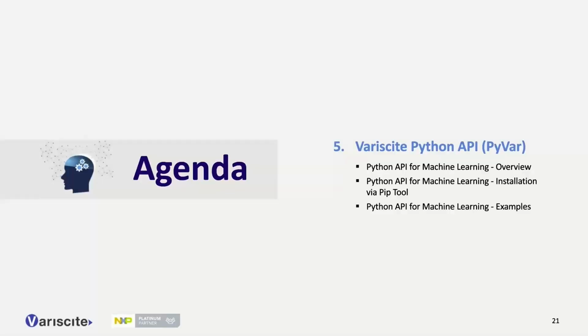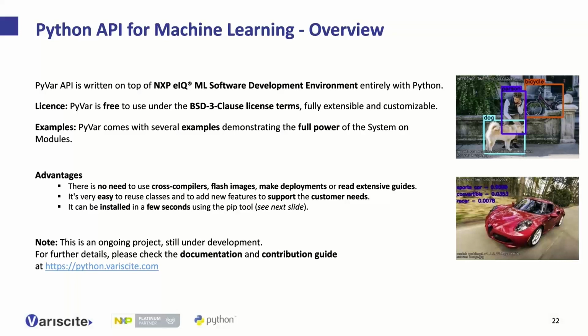And this is the extra thing I told you about. Here at our site, we decided to go a little further, and we created some examples to help the developer get started with machine learning. So we have our own API, which we call PyVar. PyVar is written on top of an SDK, the software development environment I just talked about. It's free, anyone can use it and customize it.